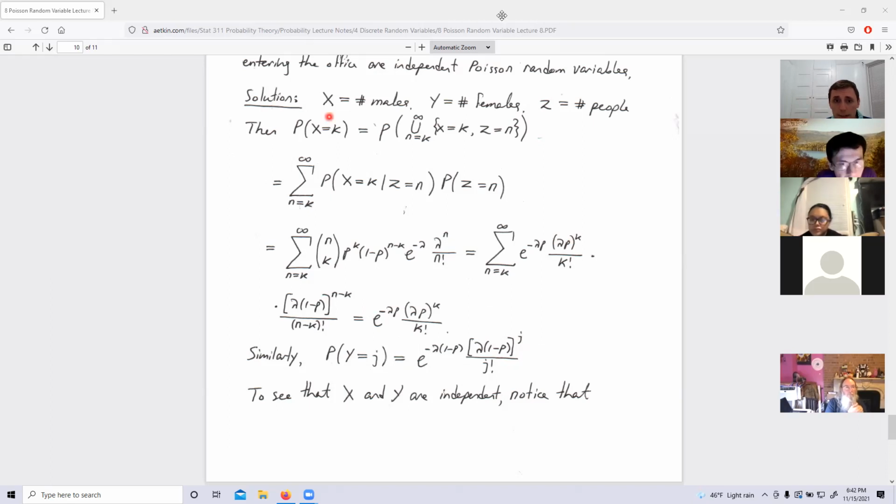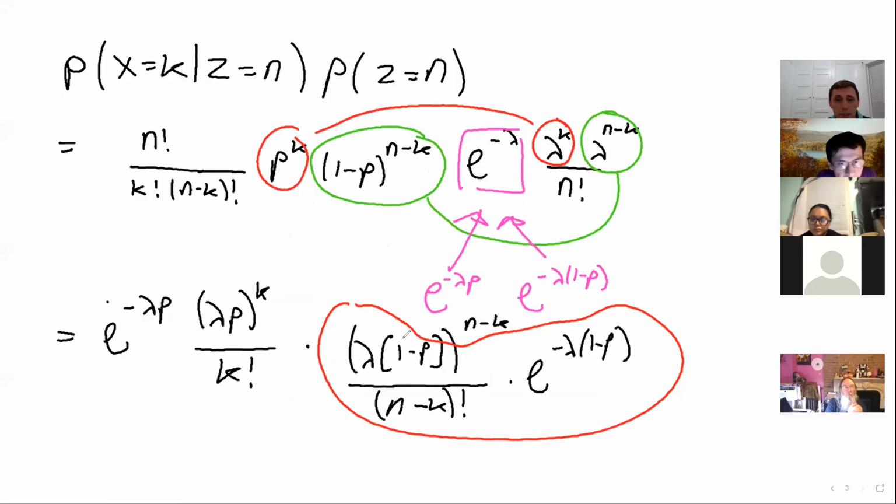In other words, whatever is circled in red, if I sum from n equal to k and onwards, n minus k is 0, then 1, and then onwards. So it will add up to 1. The probability will add up to 1. Are you with me? We are summing it up from n equal to k and higher, so what I circled in red adds up to 1.